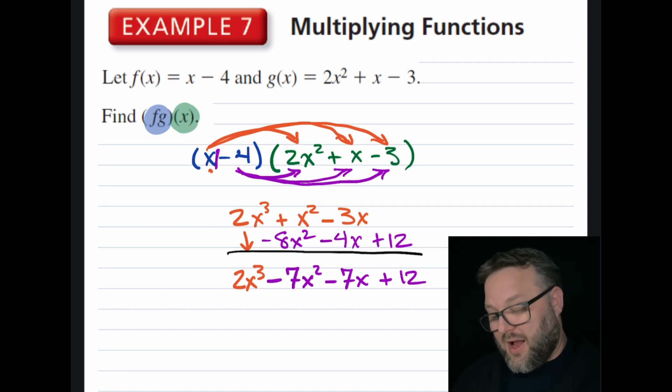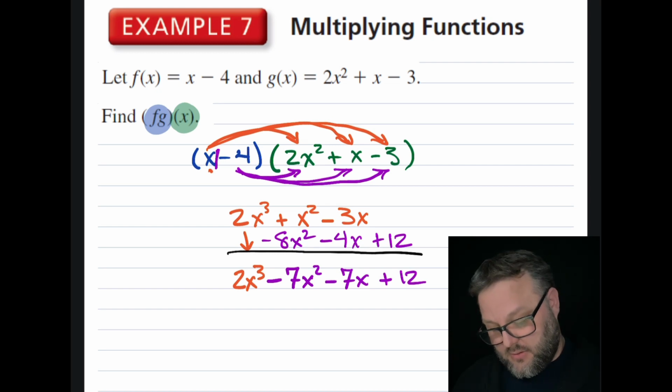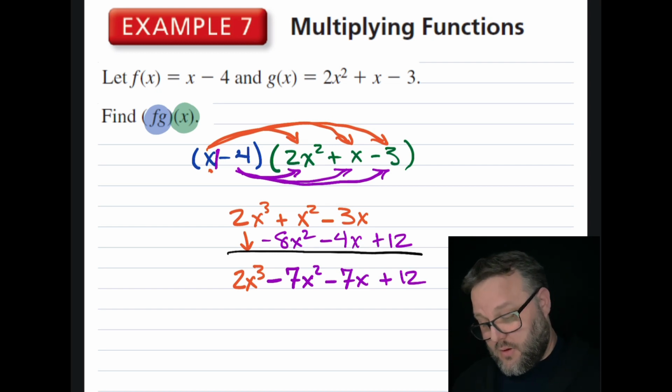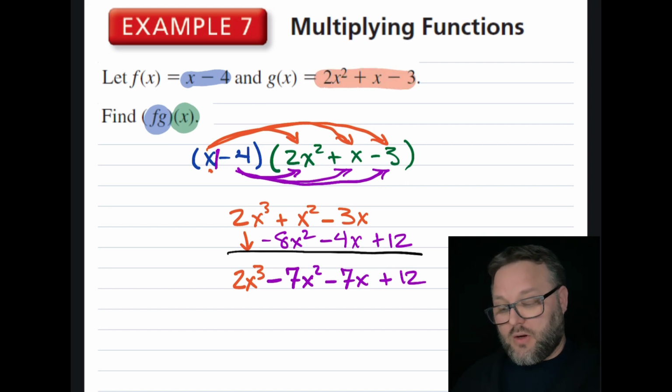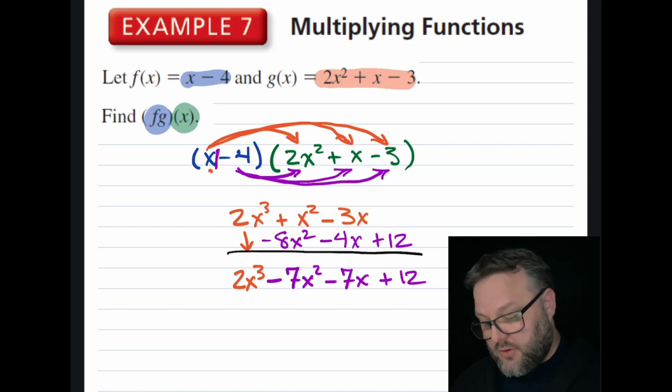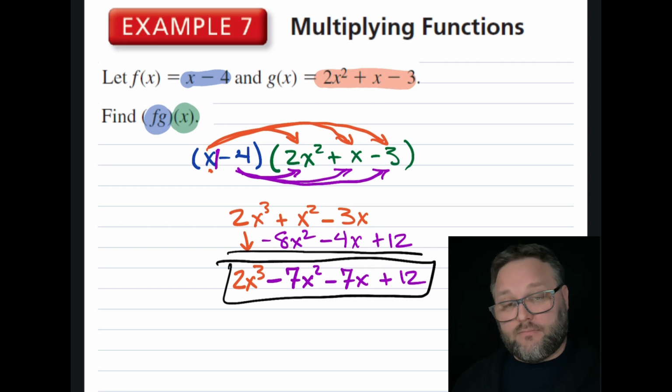So when I multiply f times g of x, I'm multiplying my function of f, which was x minus 4, times my function of g, which was 2x squared plus x minus 3. When I multiply those, I get 2x cubed minus 7x squared minus 7x plus 12.